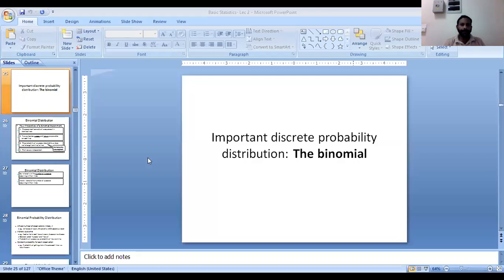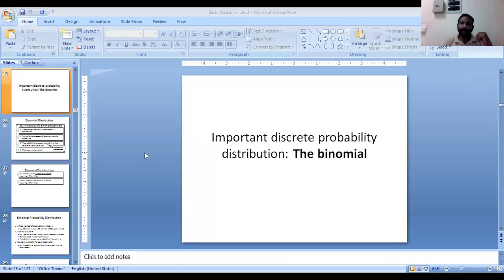Last week we discussed distribution, mainly discrete distribution. Then we talked about the different types of discrete distribution. The first one is binomial distribution, which is very important. Today we will see some practical examples also.